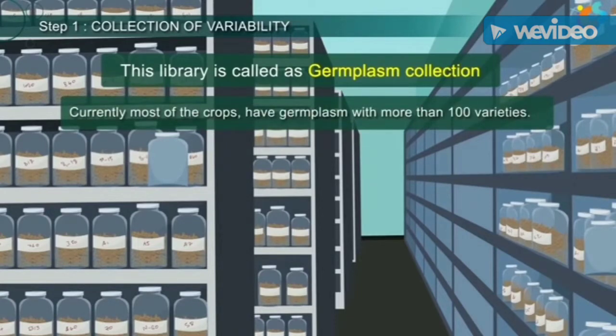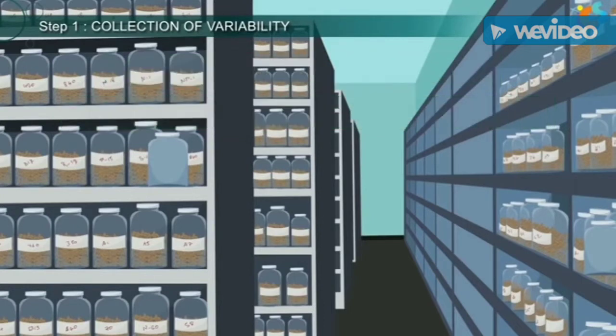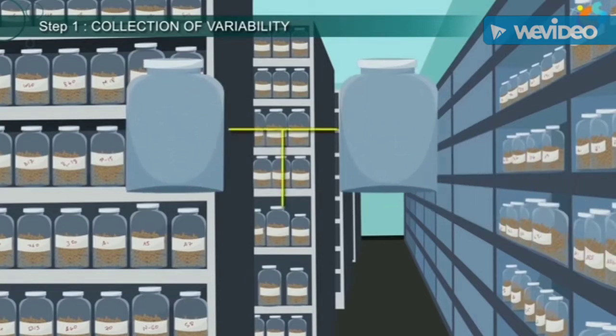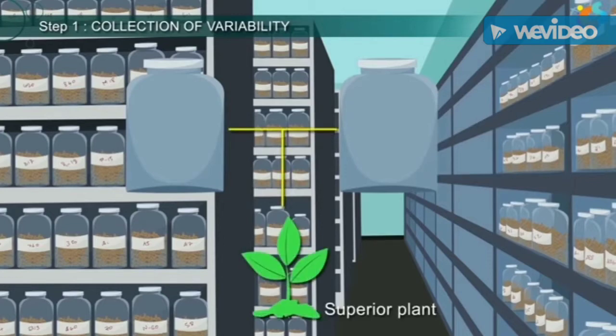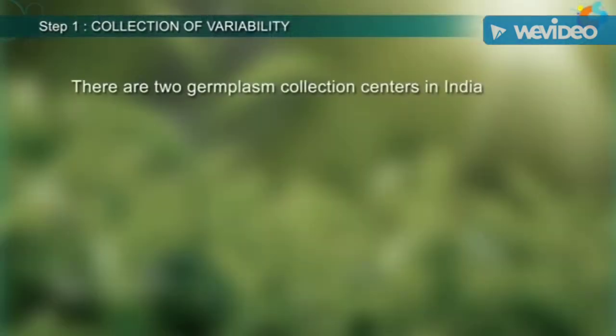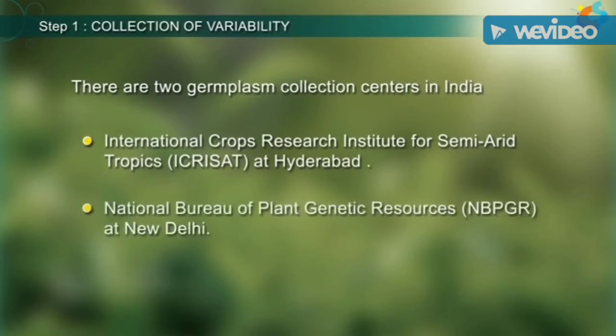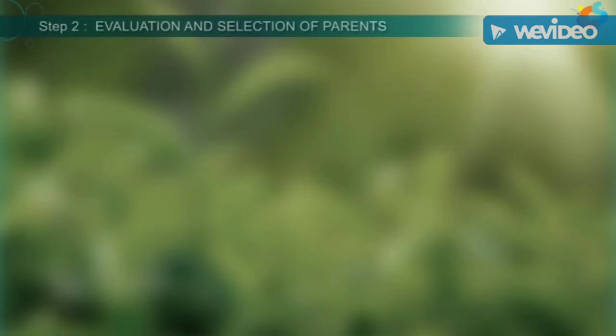Currently, most of the crops have germplasm with more than 100 varieties. Due to availability of vast germplasm, any breeder can now easily manipulate different combinations of alleles in order to create a superior plant. There are 2 germplasm collection centers in India. These are the International Crops Research Institute for Semi-Arid Tropics, ICRISAT, at Hyderabad, and the National Bureau of Plant Genetic Resources, NBPGR, at New Delhi. Step 2. Evaluation and selection of parents.